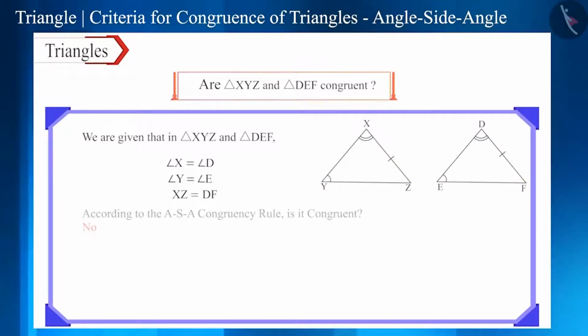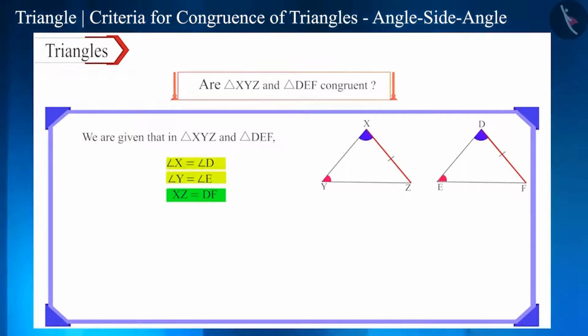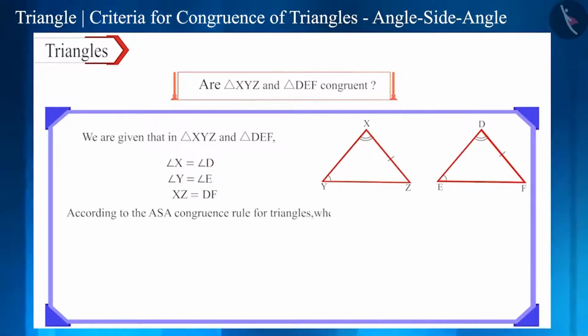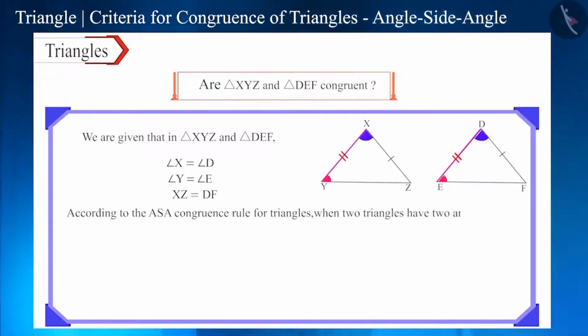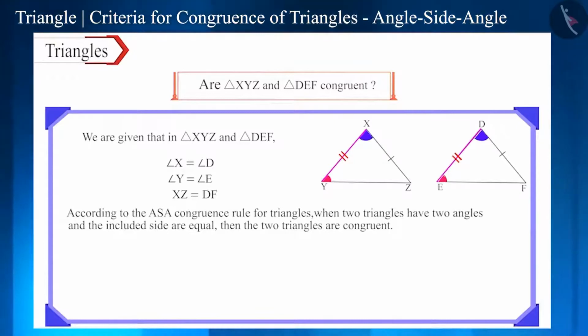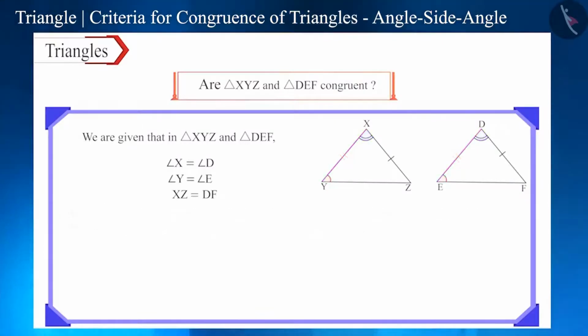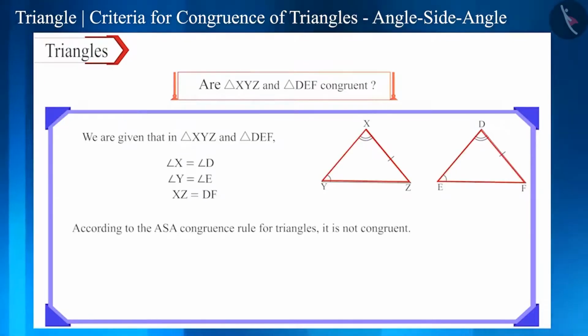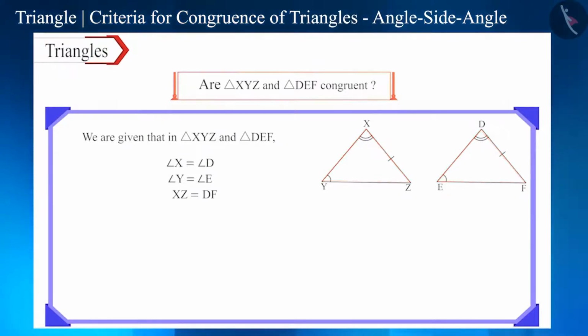No. Even though two angles and one side are equal, according to the ASA congruence rule for triangles, when two triangles have two angles and the included side, that is, the side between those two angles, equal, then these two triangles are congruent. And this side is not the side between these two angles. Therefore, these triangles are not congruent according to the ASA congruence rule for triangles.